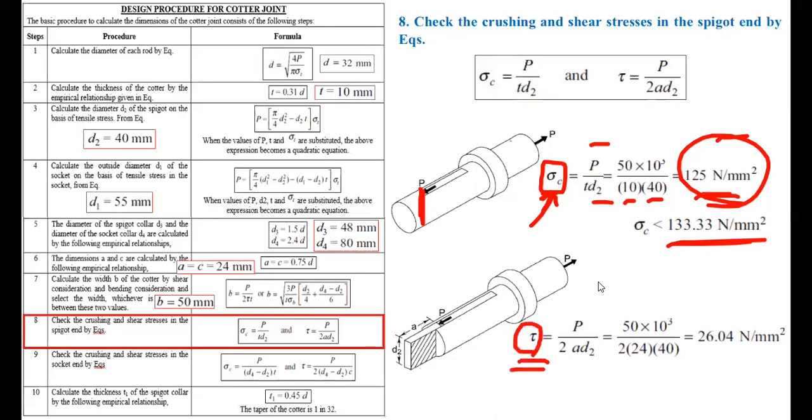In this shear, the generated value is 26.04 and the material strength is 33.33. Again, we can say that this 26.04 is less than 33.33. So this is also safe.